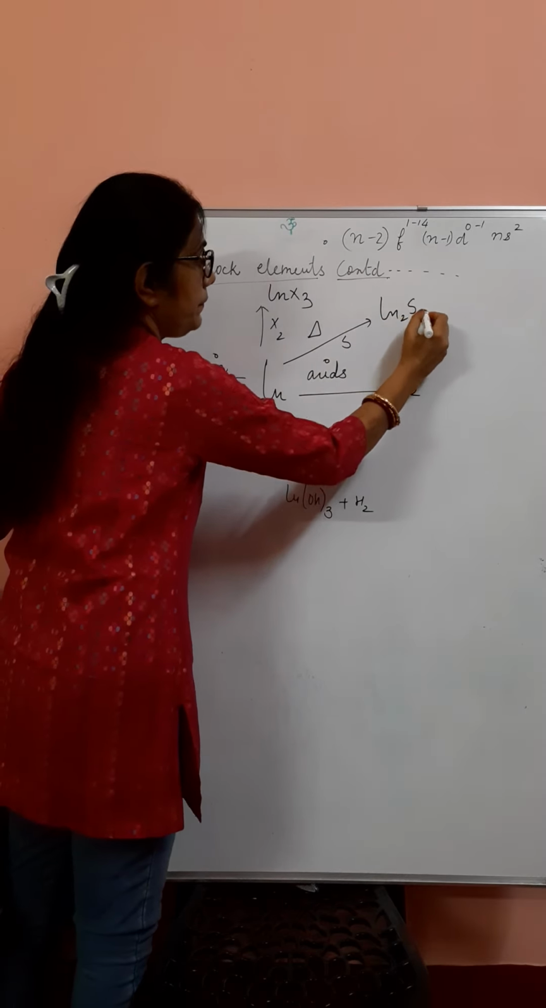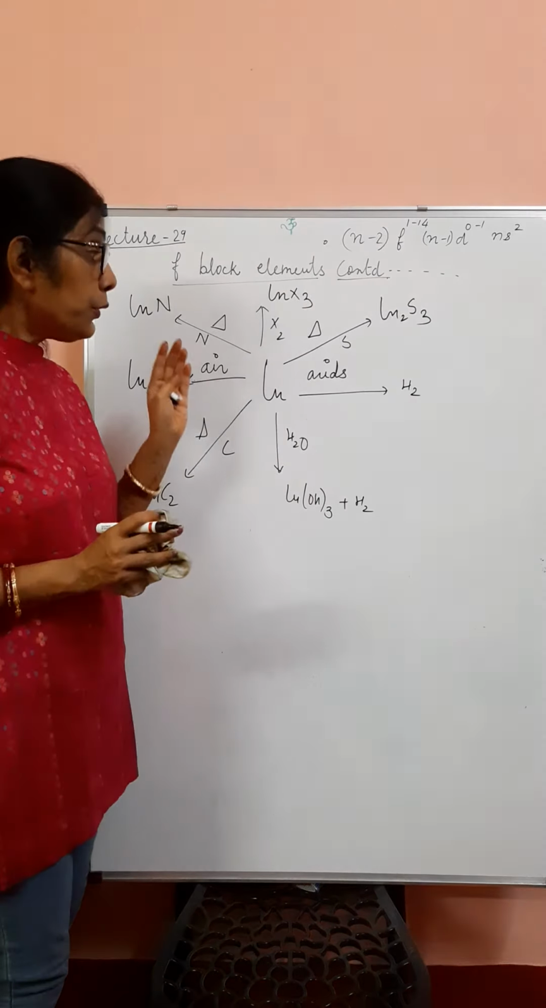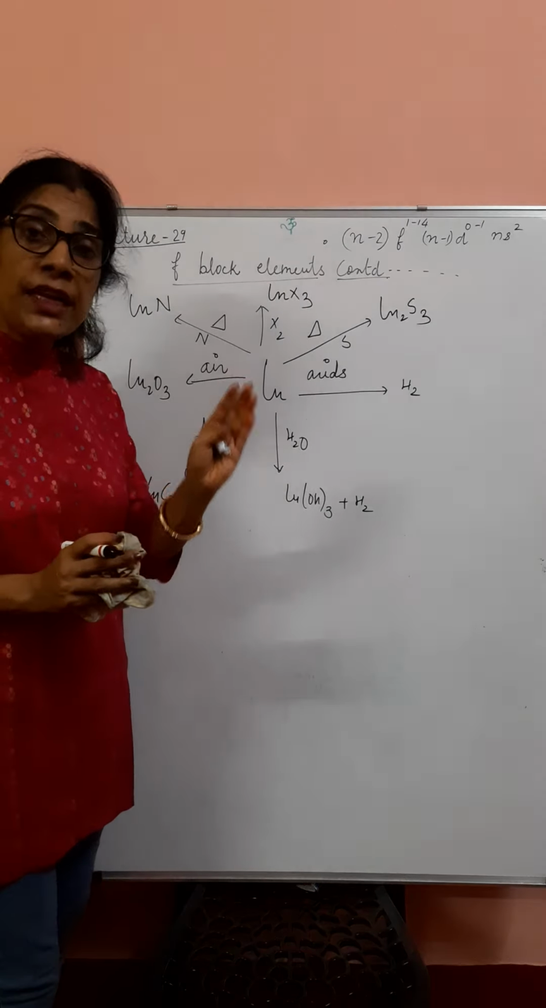Okay, so these are the important chemical reactions of lanthanoids. Though in general they are not that reactive, still you can see with acids they liberate hydrogen gas, with water hydroxide and hydrogen, with sulfur sulfides, with halogens halides, with nitrogen nitrides. Upon exposure to air, they form oxides, and when they are heated with carbon, they form carbides. Okay, now some important uses.